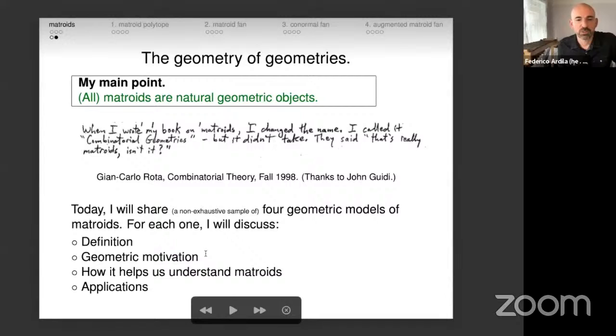I will talk about, for each one of these geometric models, what was the geometric motivation behind it? How does this construction help us understand matroids? And how does it apply in various settings? So that's my plan for the rest of the talk.